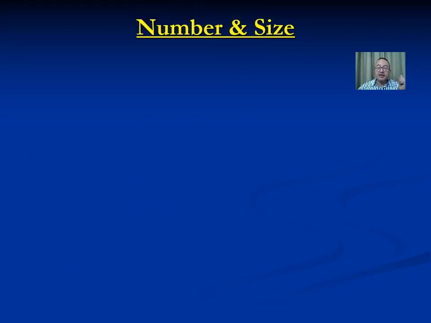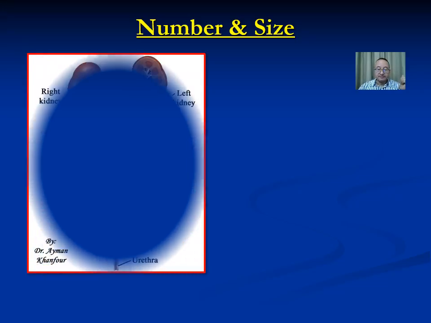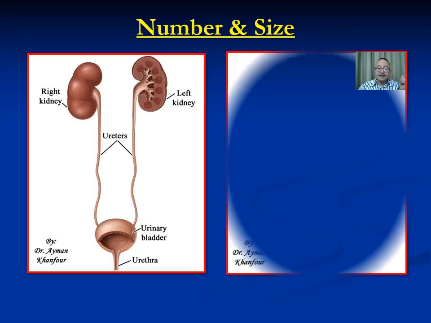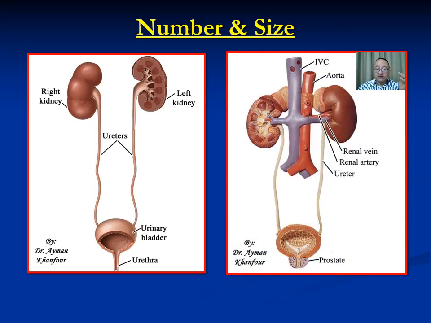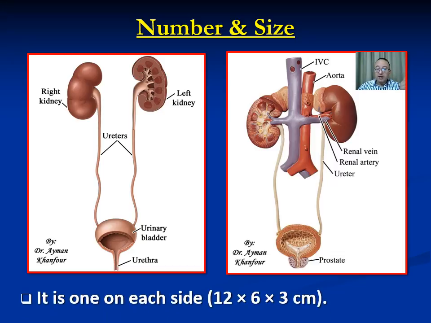Now we will start by the number and size of the kidney. As we know, the kidney is one on each side. As we have said, it is a paired structure. Its dimensions are 12 by 6 by 3 centimeters. We have 3 consecutive numbers. 12, it is the length. 6, it is the side to side. And 3, it is the anteroposterior diameter.